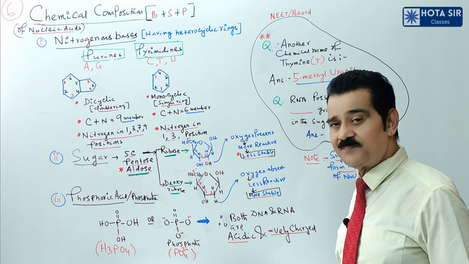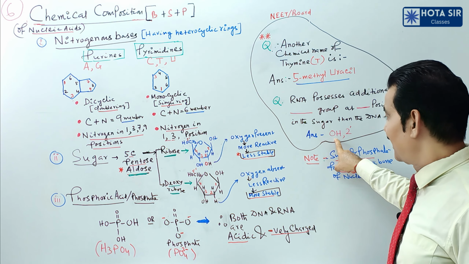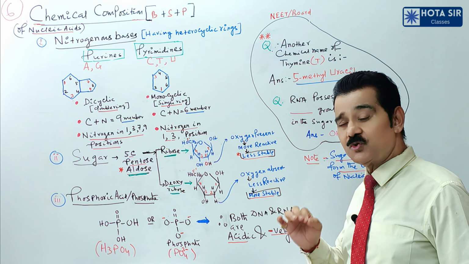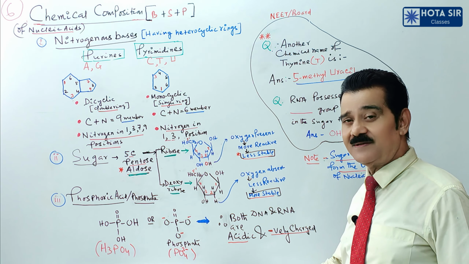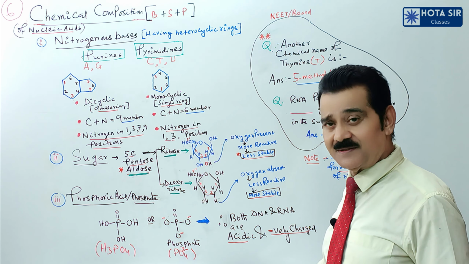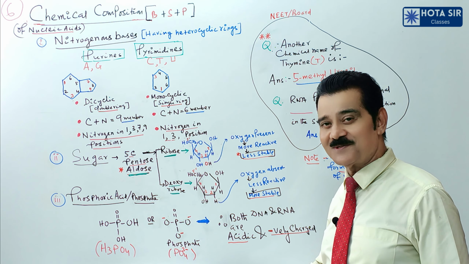Clear? Now in RNA, which group is there? I have written here, see, RNA possesses addition of a dash group at a dash position. Which group? At 2 carbon, that is the OH group is there. That's why when oxygen is present, it is more reactive and less stable. Very, very important. Now children, I have written one note here below. The sugar and phosphate in nucleic acid form the backbone of the nucleic acid. This is all about the chemical composition in brief. You have studied this same thing in standard 11 in the chapter Biomolecules. Okay?